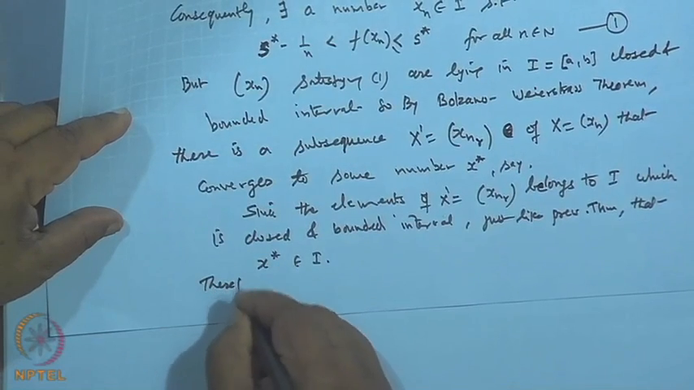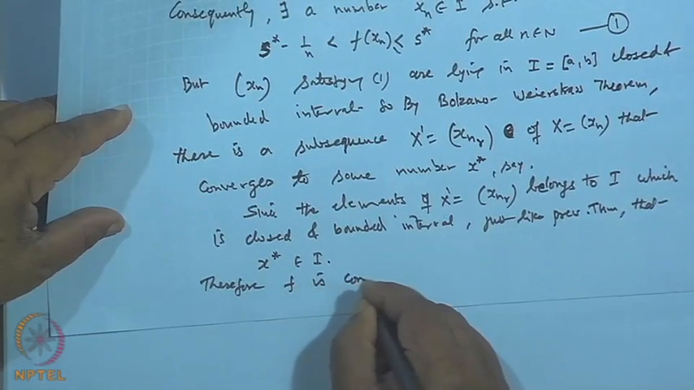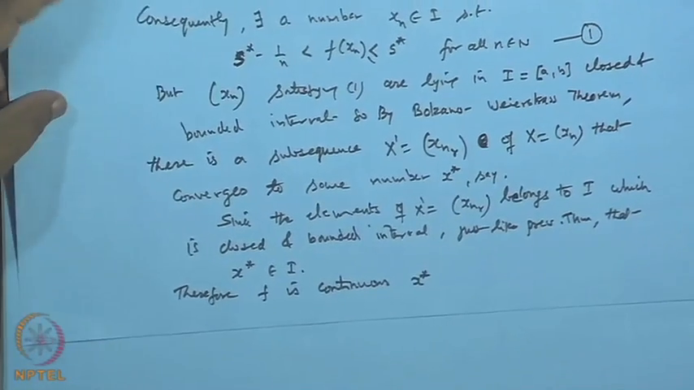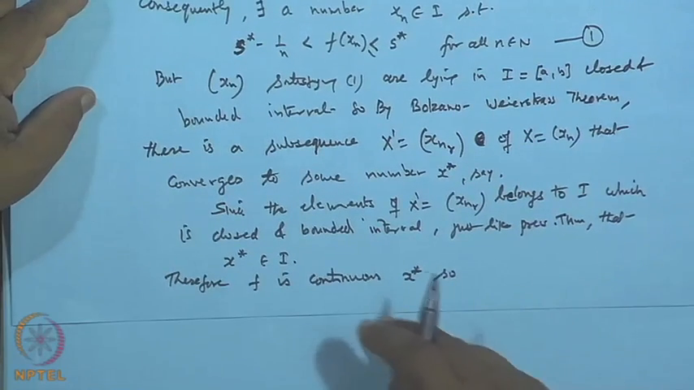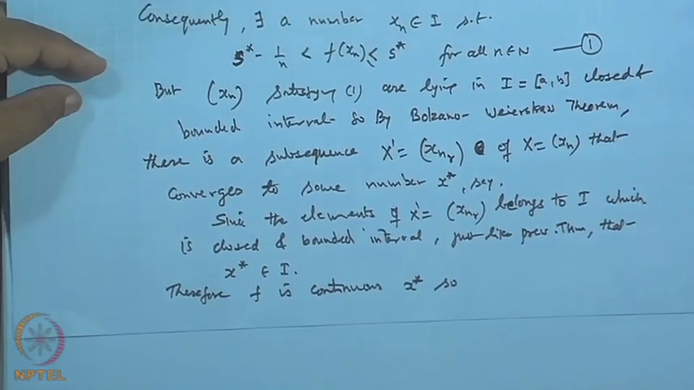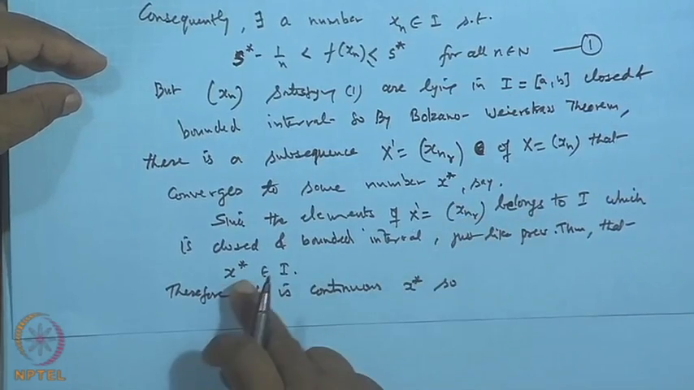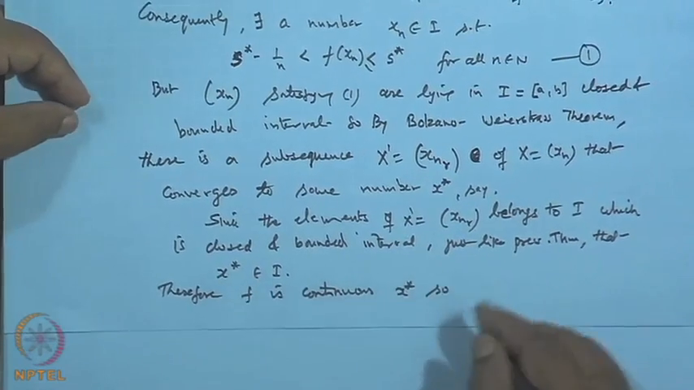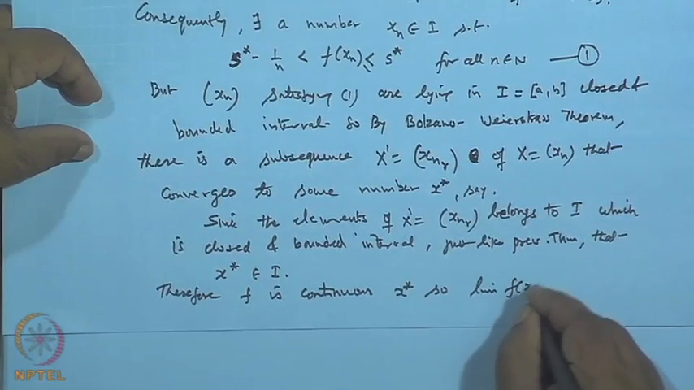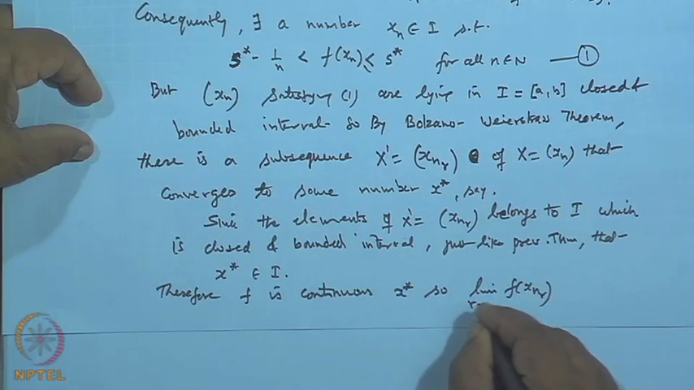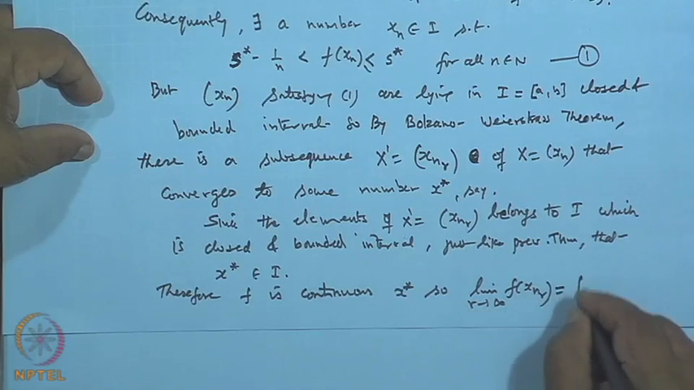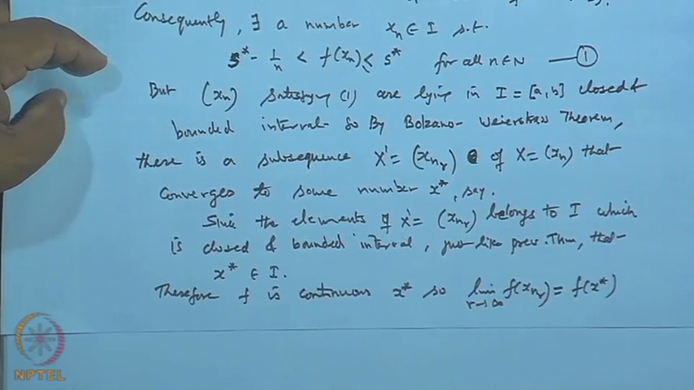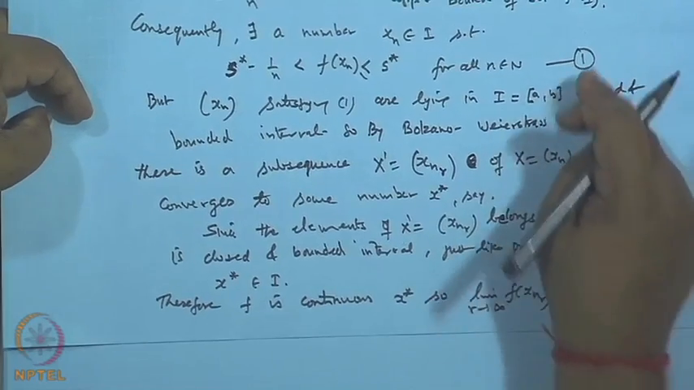Therefore, f is continuous at this point also, because it is continuous throughout over I. So, once it is continuous, apply the Heine definition. The Heine theorem says if a sequence converges to x star, then f of x_{n_r} will also converge to f of x star. So, by the theorem, the limit of f of x_{n_r} as r tends to infinity coincides with f of x star, because of continuity.